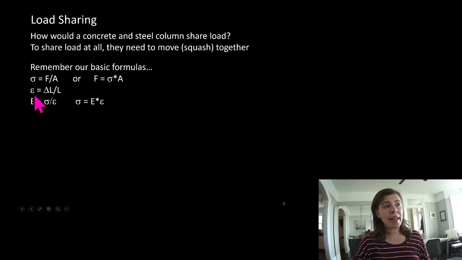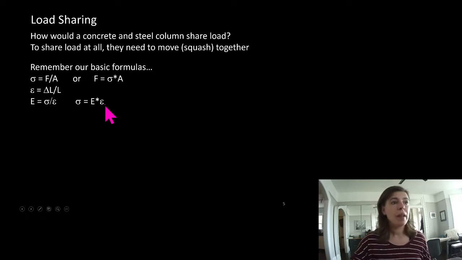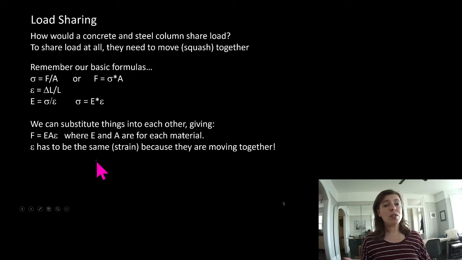We know strain equals the change in length divided by the original length. And stiffness, or modulus of elasticity, equals our stress divided by our strain. We can rewrite it as stress equals modulus of elasticity times strain, should we choose to. So this is just rewriting those two formulas. We can start to substitute some things into here. We've done this a bunch of times, depending on what we needed. Well, we're going to do the same thing here.